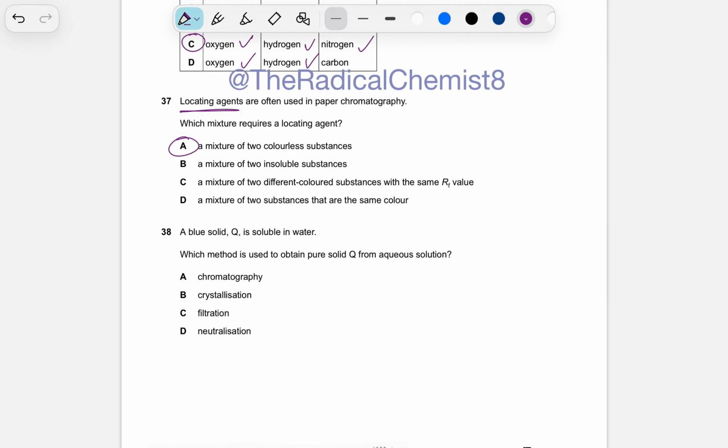Next, a blue solid Q is soluble in water. Which method is used to obtain pure solid Q from an aqueous solution? So this means it dissolves in water. Chromatography, no. Crystallization, yes. Normally it's to form crystals from a solution. Filtration wouldn't work and neutralization wouldn't. So your answer is B.